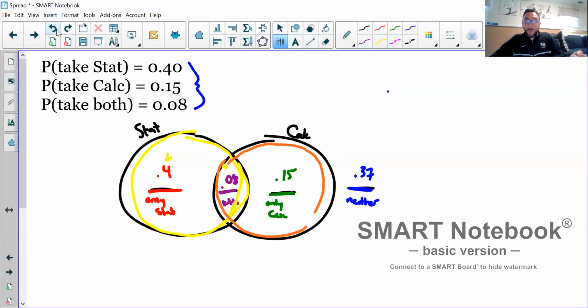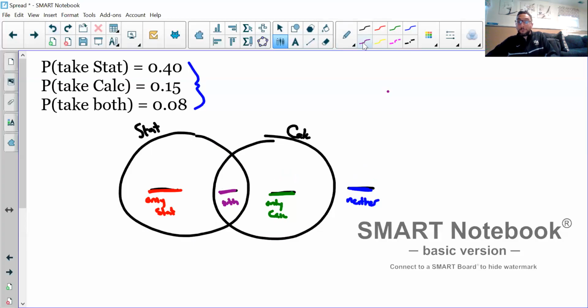Now, of course, you pause the video again and you work together as a class. Maybe one person's leading it on the board again. Now you fix the numbers. We've got to fix that problem. Remember, the total stat circle should add up to 0.4. The total calc circle should add up to 0.15. We do know that both is 0.08. So in general, we want to fill in the middle first.